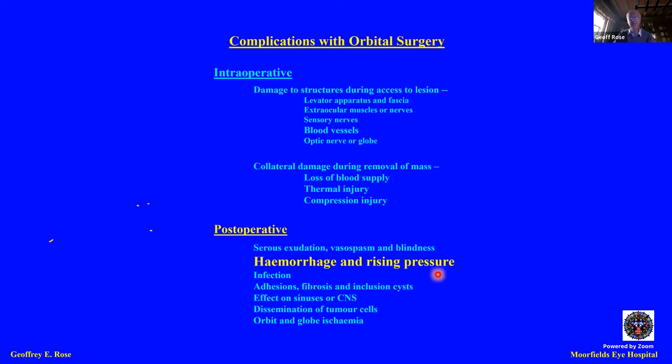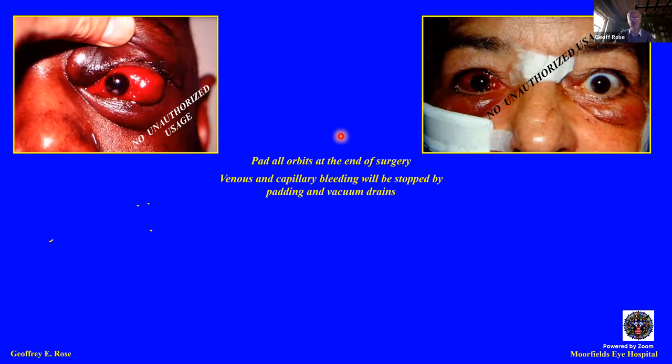Moving on, hemorrhage and rising pressure. If one has an orbital hemorrhage, then obviously one needs to keep a very close watch on things. I have always said pad all orbits at the end of surgery. The reason for it is that the padding will stop venous and capillary bleeding. And so we're using padding and a vacuum drain. You'll actually have a very non-tense orbit if you keep it padded.